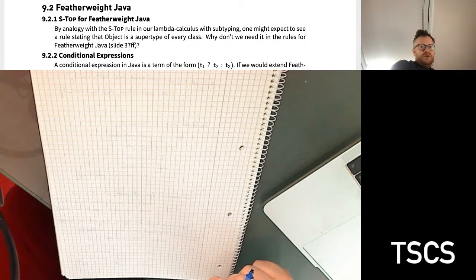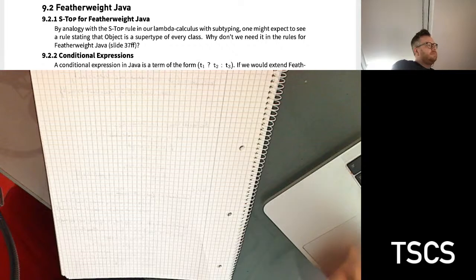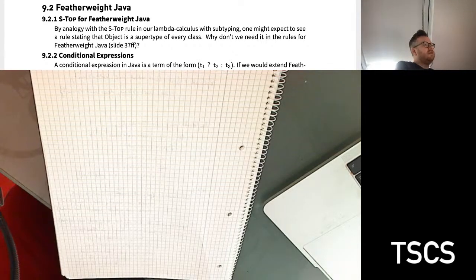Good. So moving on to Featherweight Java. The exercise here is, by analogy of the stop rule in our lambda calculus with subtyping, one might expect to see a rule stating that Object is a supertype of every class. Why don't we need it in the rules for Featherweight Java on slide 37 and the following? So why is that the case?